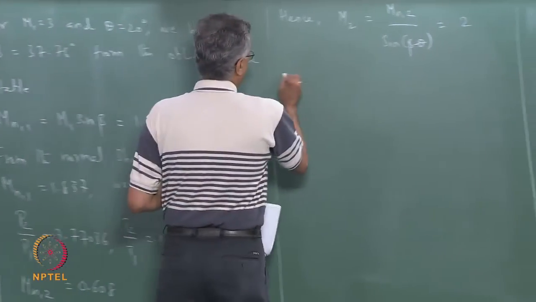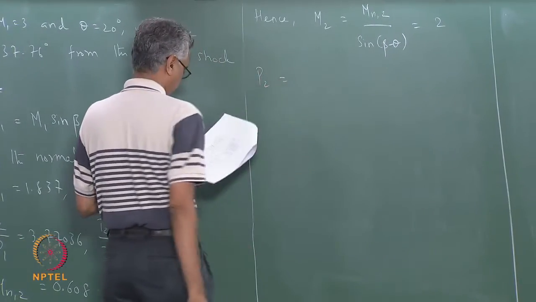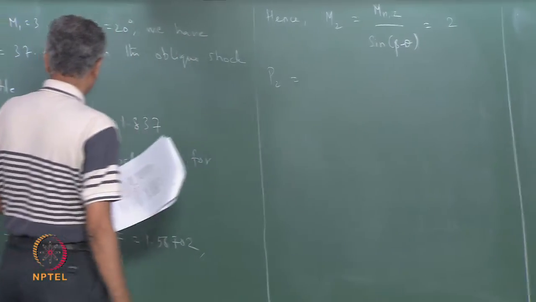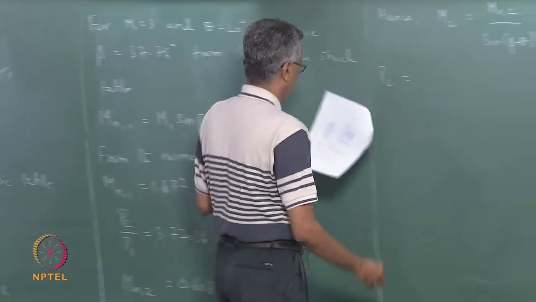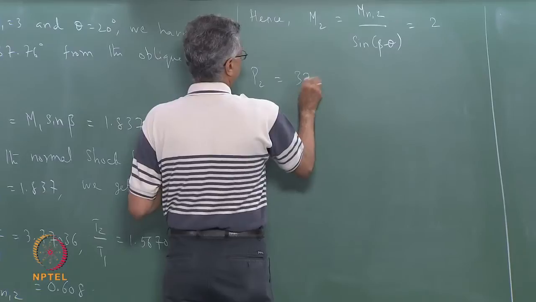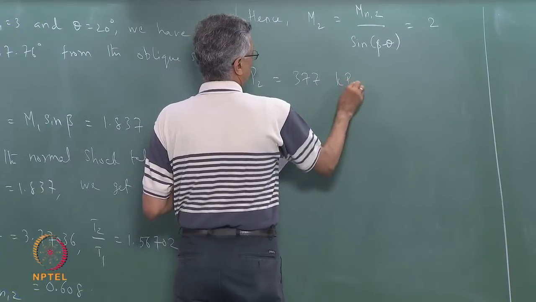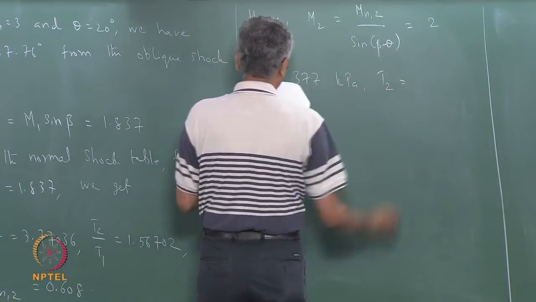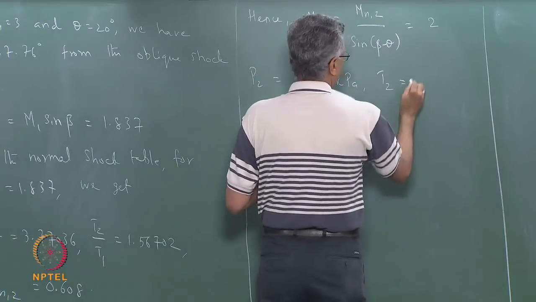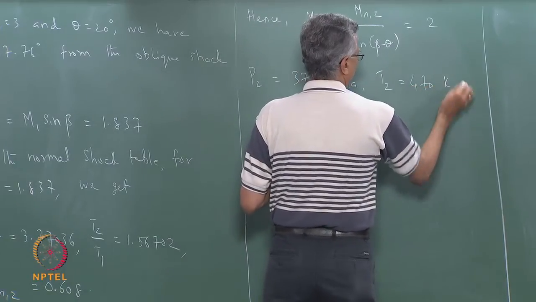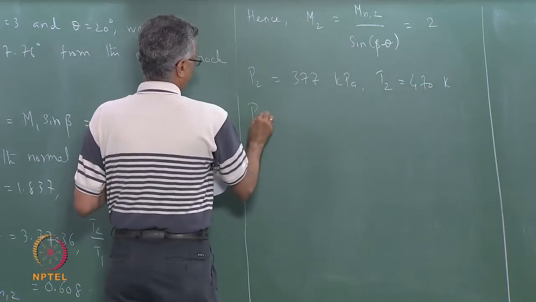And P2 can be calculated. P2 over P1 is equal to this. So P2 is 377 kilopascal. And T2 is equal to 470 Kelvin.